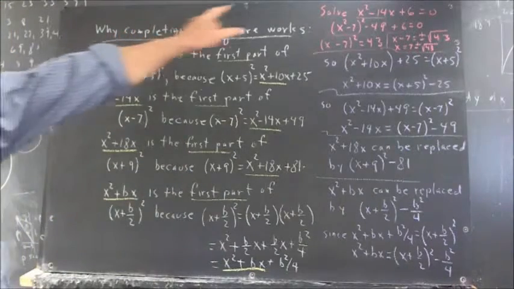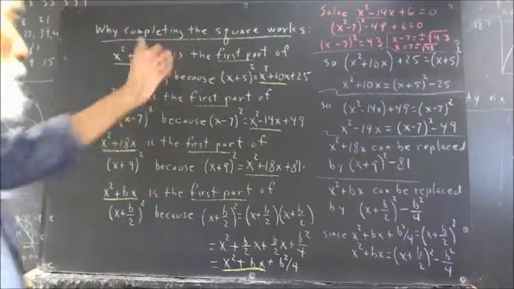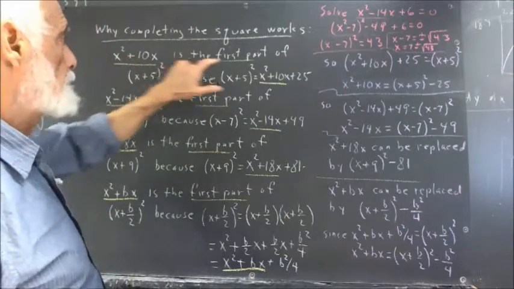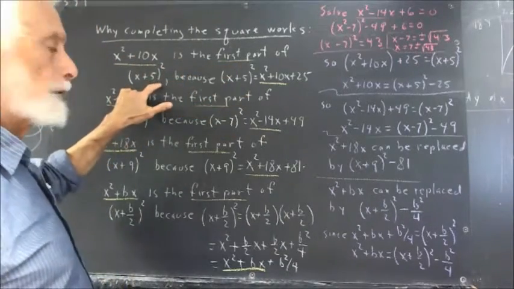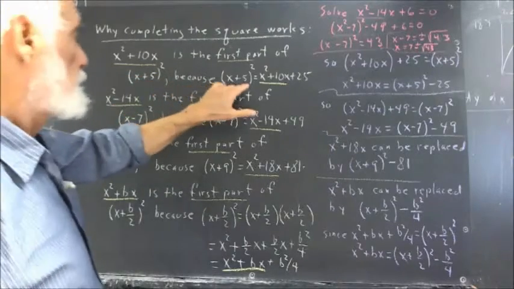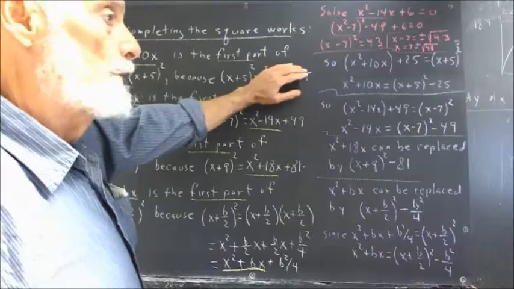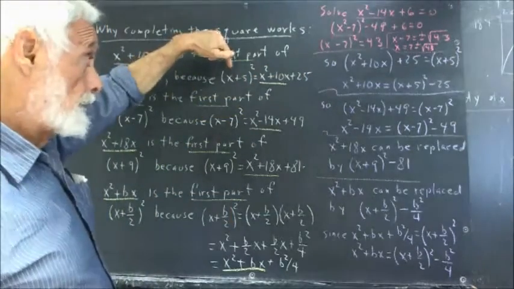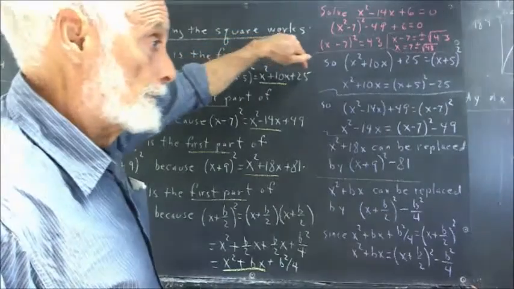Okay, why does completing the square work? We've run through several examples. I say that x squared plus 10x is the first part of (x plus 5) squared. I say this because (x plus 5) squared, and you should square that before you read this, but hopefully you did that, is x squared plus 10x plus 25.